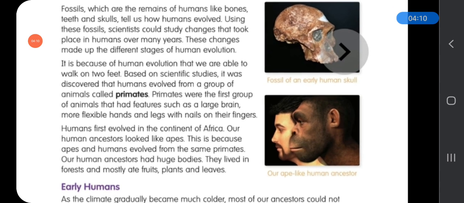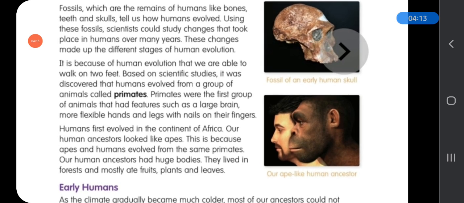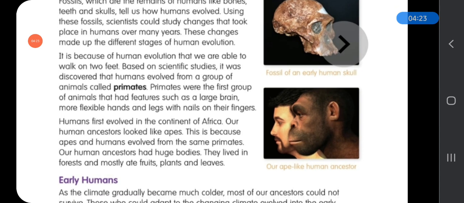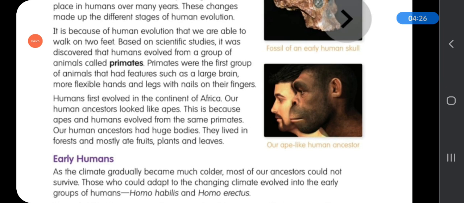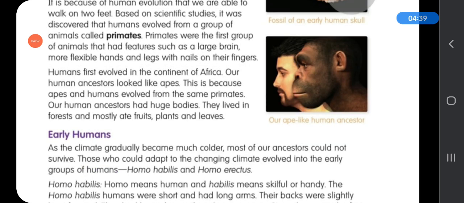Okay. And using these fossils, scientists could study changes that took place in humans over many years. These changes made up the different stages of human evolution. It is because of human evolution that we are able to walk on 2 feet. Based on scientific studies, it was discovered that humans evolved from a group of animals called primates. So in this line we can make a question like, from which group of animals did humans evolve? So the correct answer is primates.